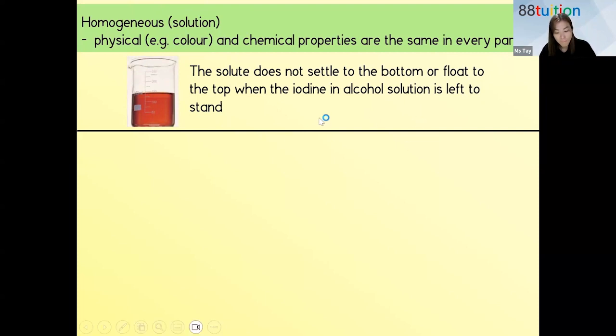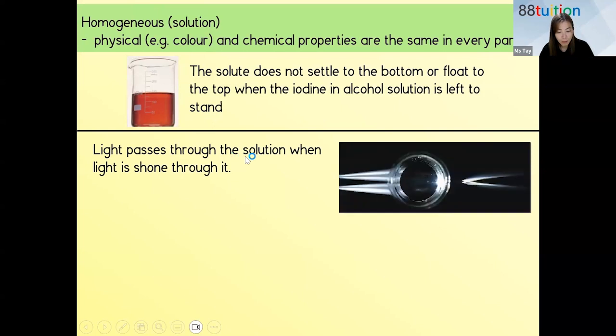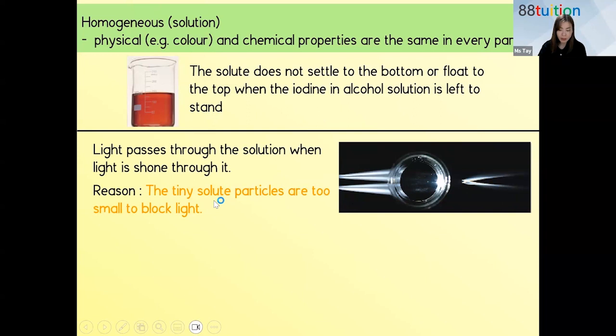Even if I leave this to stand on the table for a couple of hours, you don't see anything changing here. The color still stays the same throughout the entire solution. When I shine light through the solution, light passes through. Can you see that? So this is one way of testing for solution in the science lab. Why is that so? Because the solute particles having dissolved into the solution already are too small to block the light.